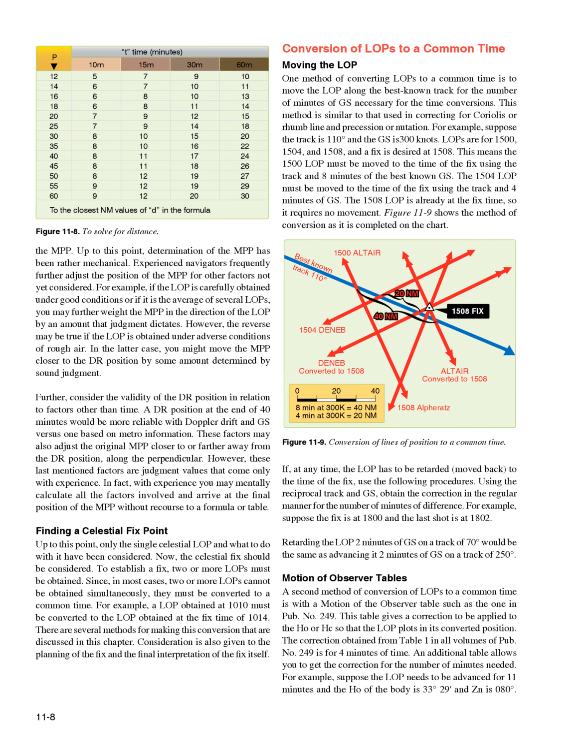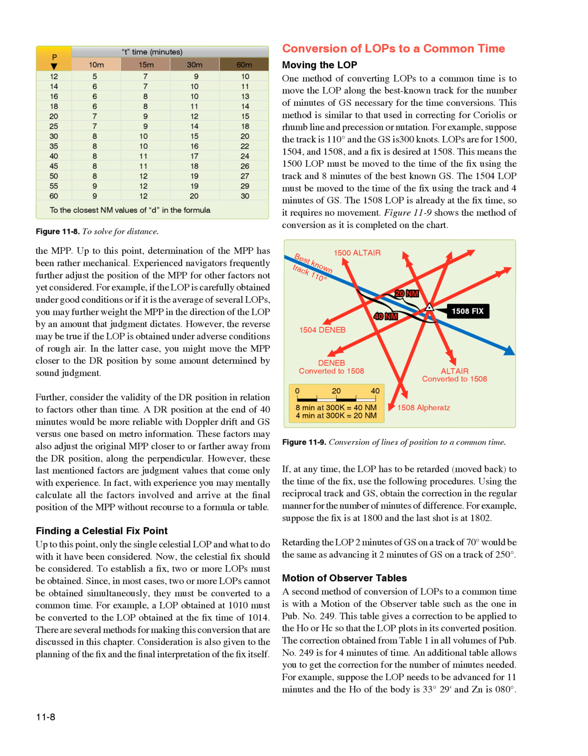judgment. Further, consider the validity of the DR position in relation to factors other than time. A DR position at the end of 40 minutes would be more reliable with Doppler drift and GS versus one based on metro information. These factors may also adjust the original MPP closer to or farther away from the DR position along the perpendicular. However, these last mentioned factors are judgment values that come only with experience. In fact, with experience you may mentally calculate all the factors involved and arrive at the final position of the MPP without recourse to a formula or table.